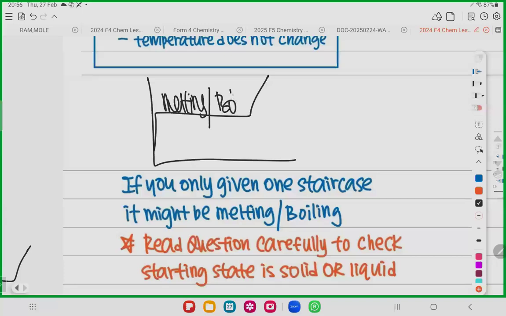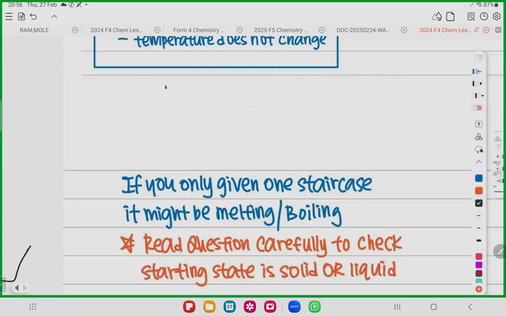And then the question says, this is a heating curve for solid X. Then you know already, right? You start with a solid, common sense. When you are given a solid and you heat the solid, it melts. Am I right?